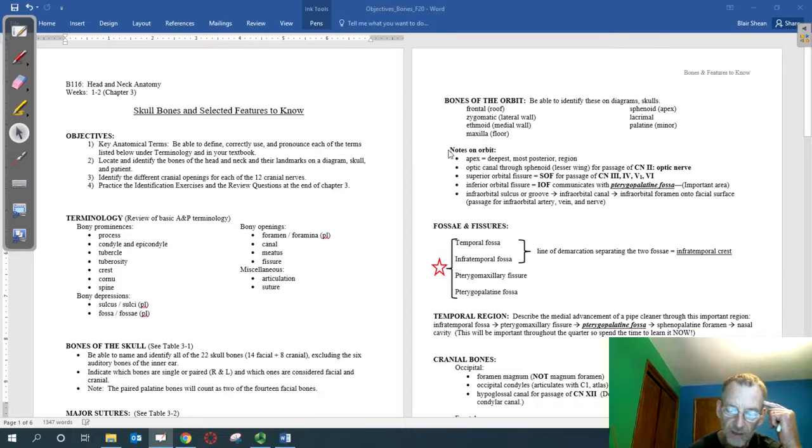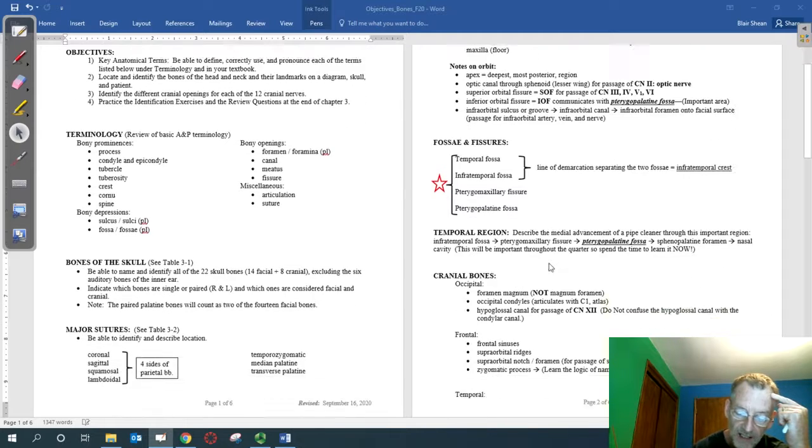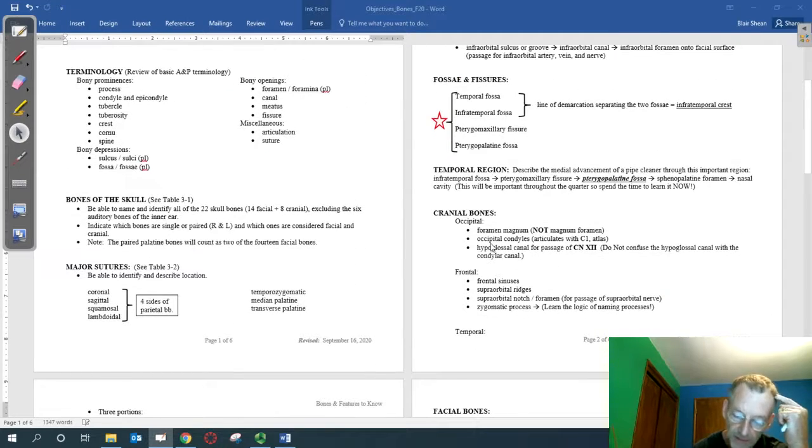And here are notes on the orbit again, and it mentions the passage of various cranial nerves into and out of the orbit, through the SOF, IOF, and we worked our way through the fossa and fissures. That was last lecture on the temporal, infratemporal, and pterygopalatine fossa. And now we are on the cranial bones, starting with occipital, and there are 3 features that we're going to be going through. So this is sort of the format that we're working through. So back to our slides.